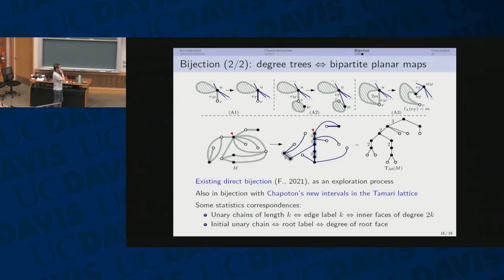Second part of the bijection, in fact, it's an existing bijection between degree trees and bipartite maps, which is essentially an exploration process on the bipartite maps. And in fact, it was a submission of FPSAC 2021, which relates bipartite planar maps with Chapoton's new intervals in the Tamari lattice. And there are also interesting statistics that are transferred using this bijection. And that's how I get the probabilistic result that I mentioned before.